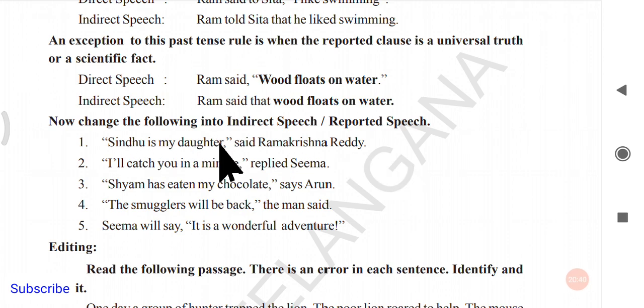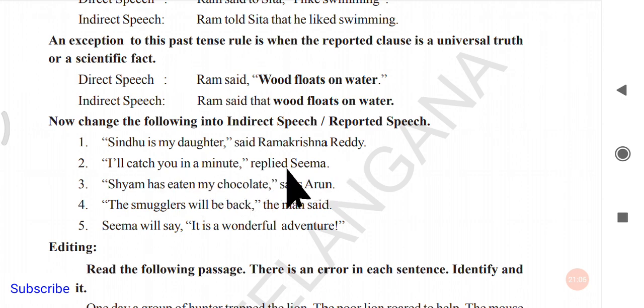Very easy. So when the information in the quotation marks is a universal truth, you need not change the information into any other tense. You will write it as it is. Simply, Ramakrishna Reddy said that Sindhu is my daughter. That's it. Next, the second one: I will catch you in a minute, replied Seema.